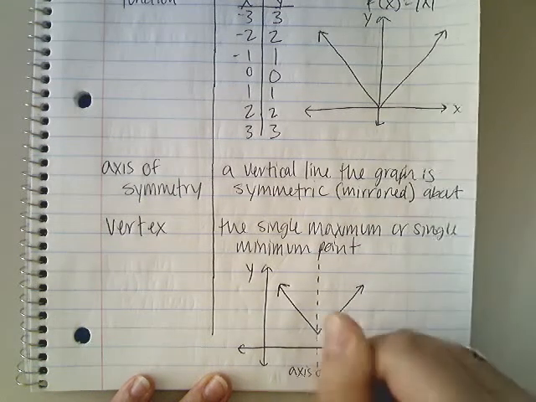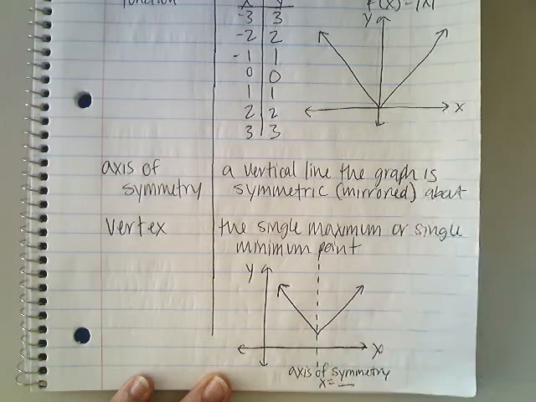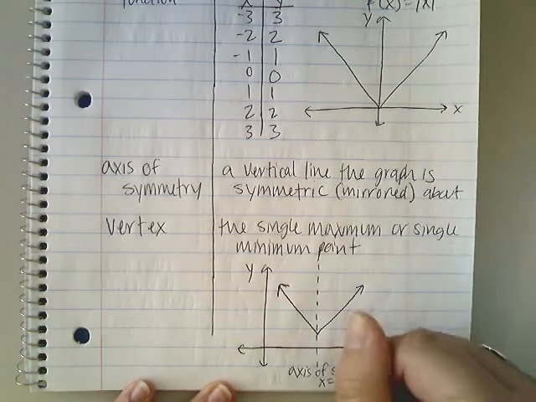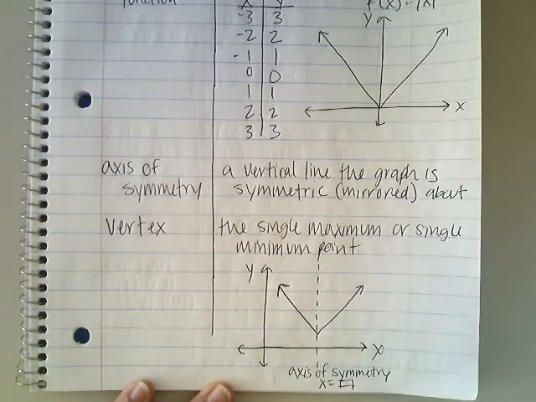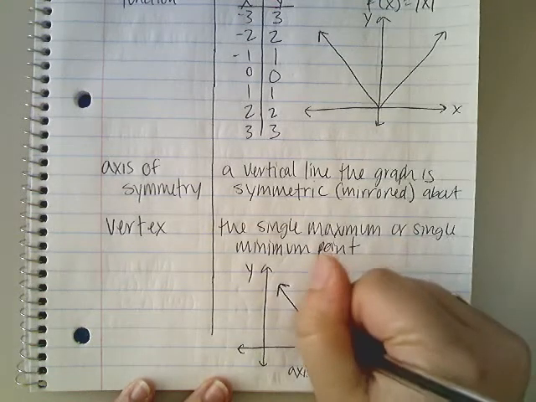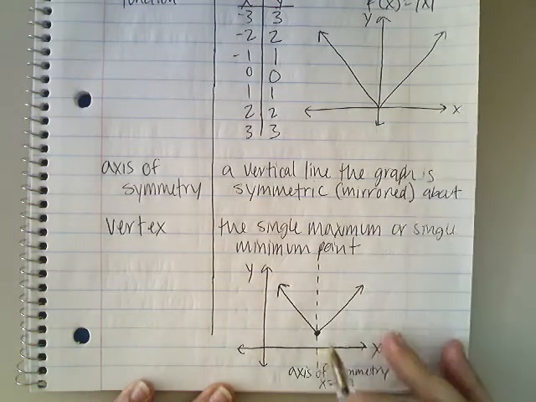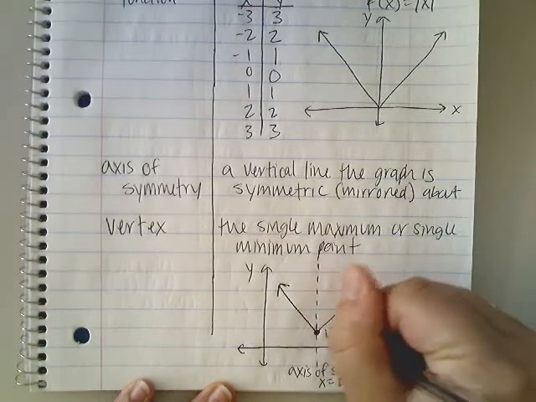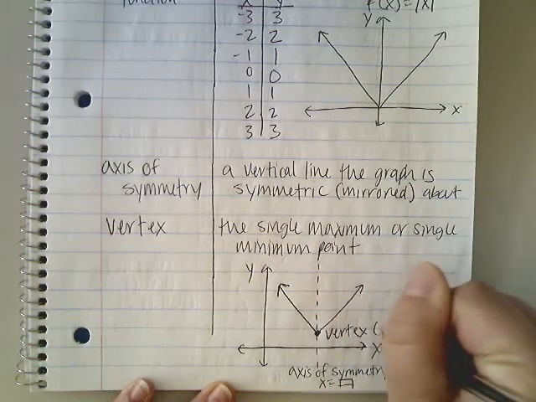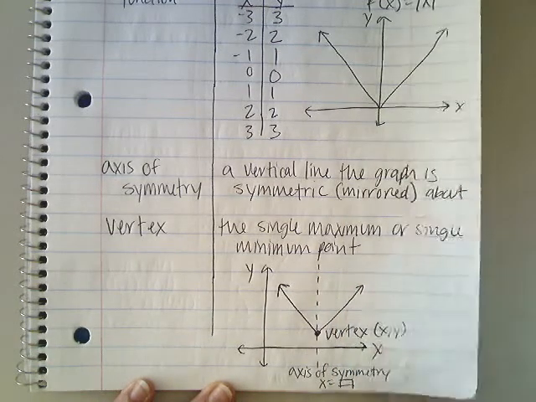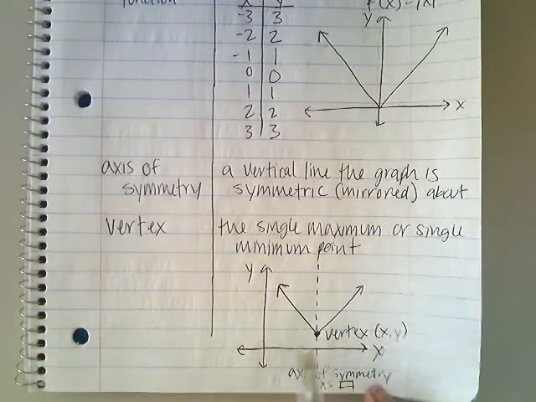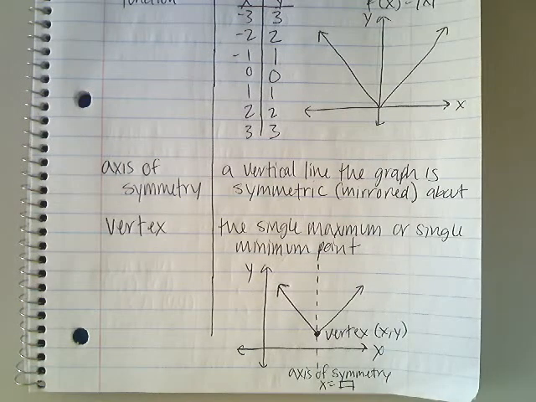So again, it's a vertical line. It would be written as x equals some number. So I'll leave that blank, but it'd be x equals something, and that would be the equation of the axis of symmetry. And the vertex is the single maximum or minimum. In this case, it's a minimum point. And this would be the vertex, and it'd be written as a coordinate x comma y. But our vertex is that point, and our axis of symmetry is that dotted line.